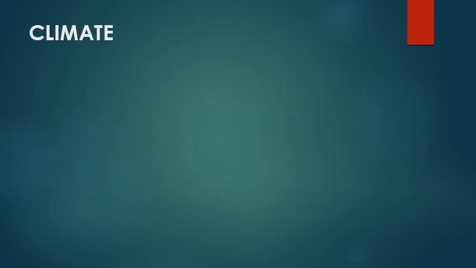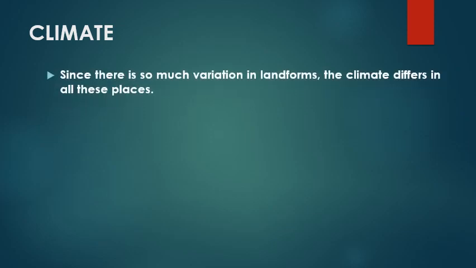Now let's understand the climate of our country, India. Since there is so much variation in landforms, the climate differs in all these places. So you must have experienced, children, that when you go to mountains, the climate is different. When you go to a coastal plain or to the beaches, the climate is different. So because India has different landforms, the climate also is different in different parts of the country.